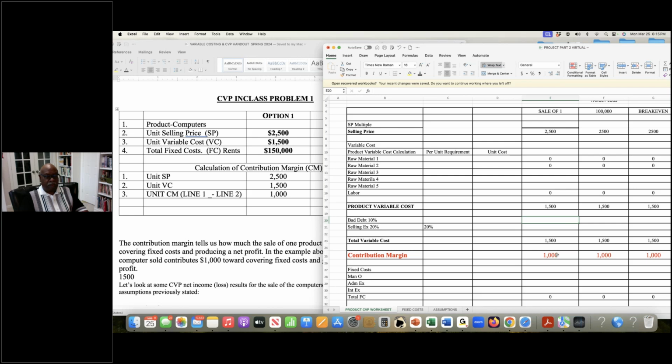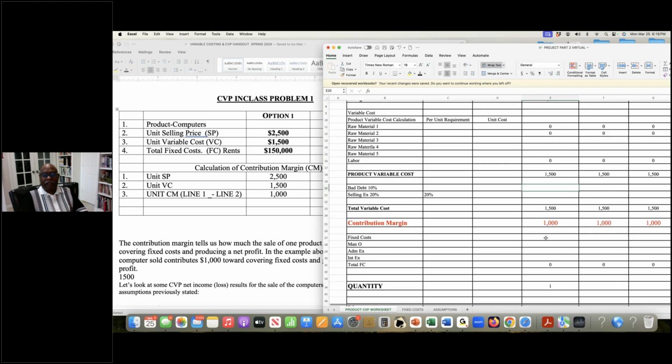Are there any questions? Okay, so you got the product variable cost? Selling price was 2,500. I gave you the variable cost of 1,500. All you got to do is put the 1,500 over here, and then the difference is the contribution margin. Got it?